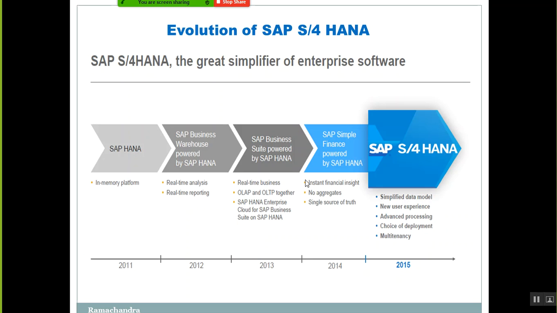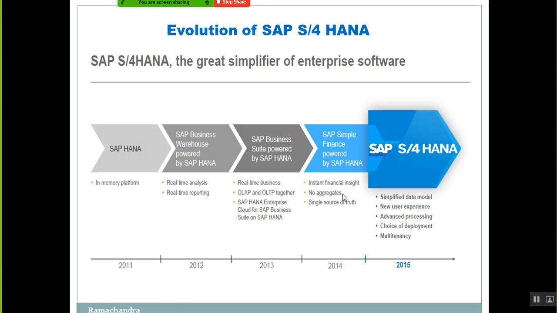Then once the HANA database server was stabilized, SAP started focusing on the simplification of the business processes and the business application code. As part of that, first it focused on finance. On the finance side, they simplified and released SAP Simple Finance 1.0 as an add-on product. Means for your current system, SAP ECC 6.0, you can plug in SAP Simple Finance, and of course the database should be HANA. Then that is called SAP Simple Finance powered by HANA.